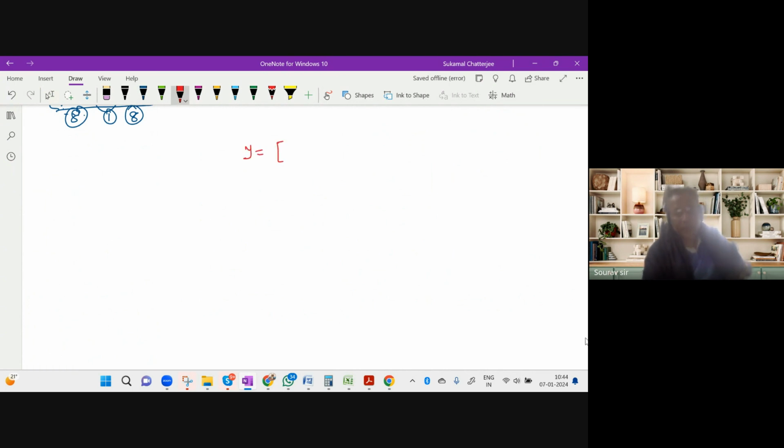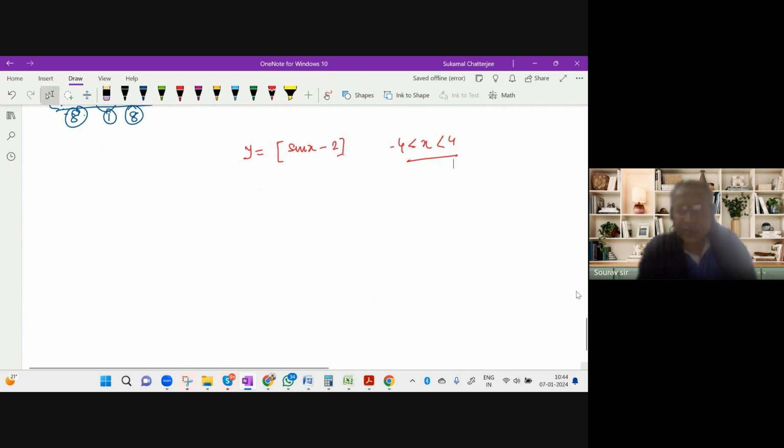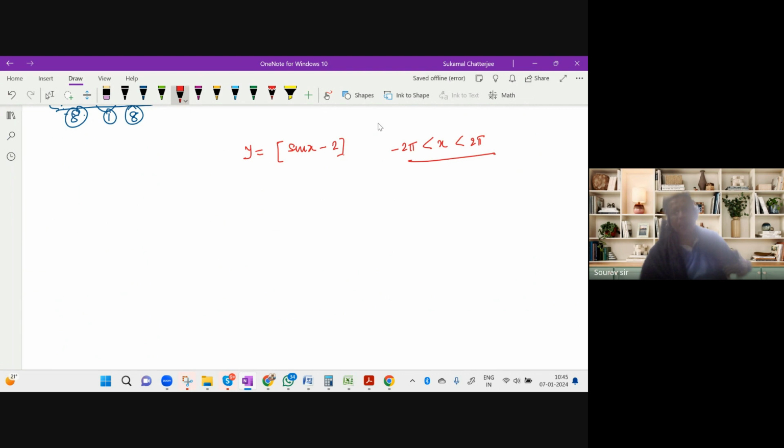Y is equal to gint of sin x minus 2. Okay. And x lies between -4 to +4. Find the points of discontinuity. Or let me make it simpler since it's sin x. Let me give it as greater than -2 pi, less than 2 pi. So find the points of discontinuity.